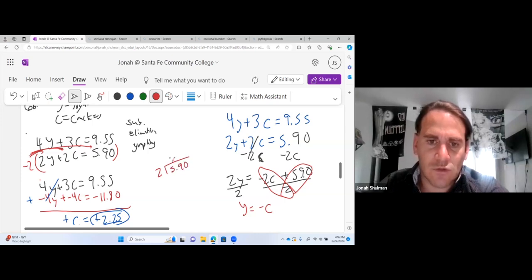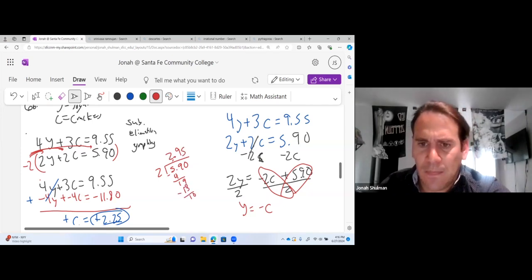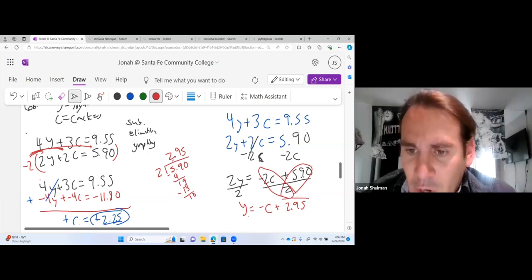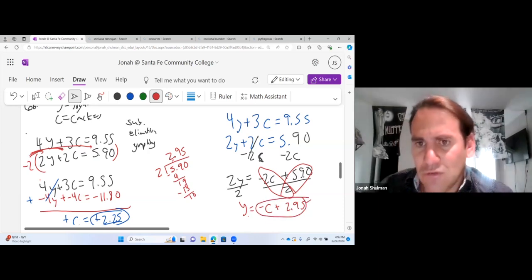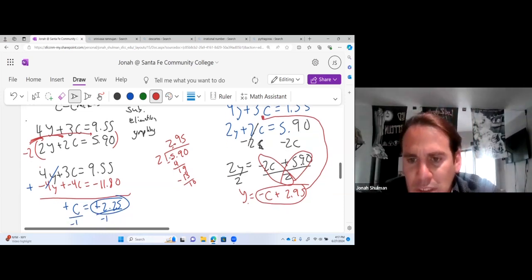Decimals here. 2 goes into 5 twice. 2 goes into 19 9 times. And 2 goes into 10 5 times. So we know that y equals -c plus $2.95. Now, I can take all of this, -c plus 2.95, and drop it into the other equation. You take one, you replace it with the other.